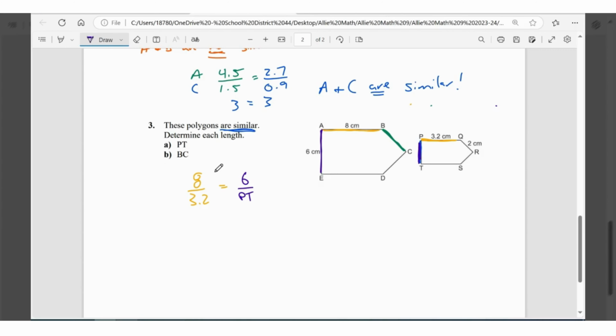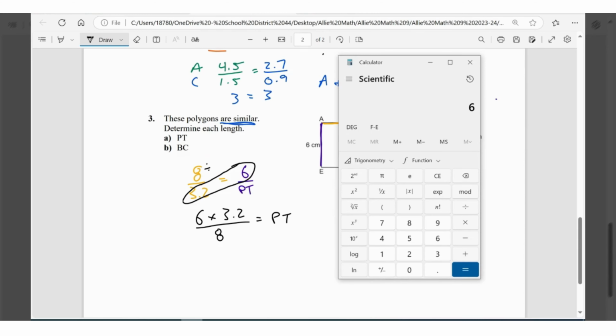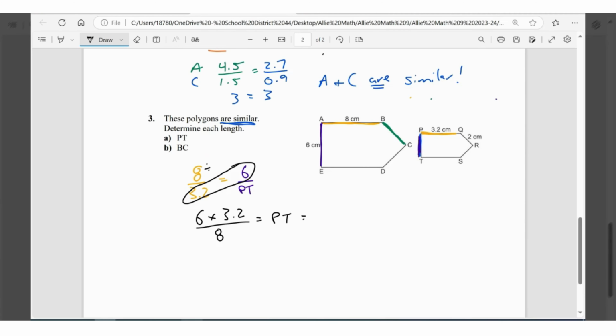And now we can cross multiply and divide. When we're cross multiplying and dividing, remember you look diagonal first. You multiply the two that are both numbers and then divide by the third one. So we're going to do 6 times 3.2 divided by 8 should equal PT. So let's do that. 6 times 3.2 equals 19.2 divided by 8 equals 2.4. So we got that one, 2.4 right there.